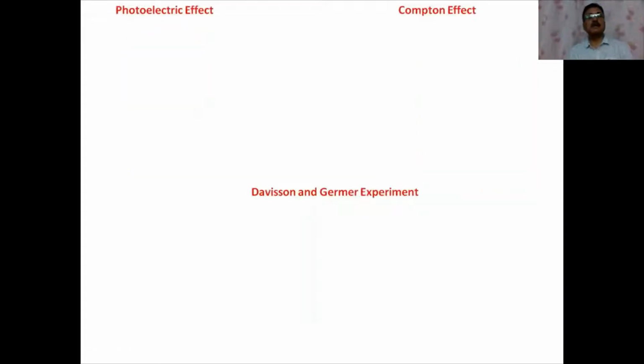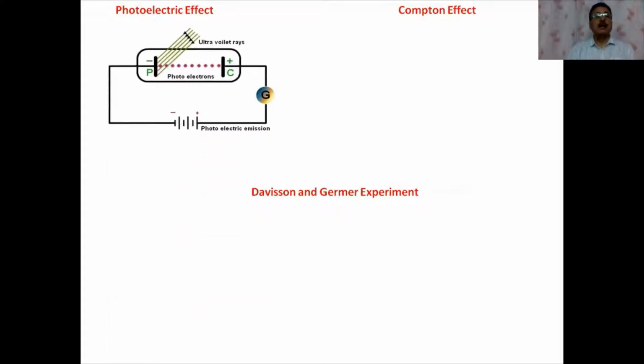We will start with the three experiments in the beginning of quantum mechanics. One is the photoelectric effect, the second is the Compton effect, and the third is the Davisson and Germer experiment. Now, in the photoelectric effect, what do we do? We have electromagnetic wave in the ultraviolet region irradiated on a metallic surface. The electrons are ejected, and these electrons reach this positive cathode, and they constitute a current in the external circuit.